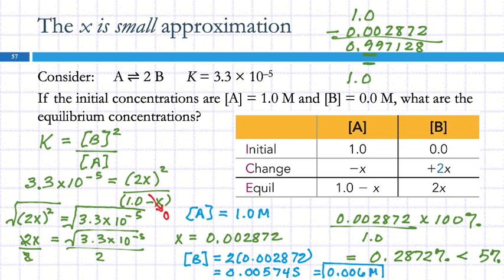So 3.3 times 10 to the minus 5. And over here we have the quantity 2x squared divided by 1 minus x.